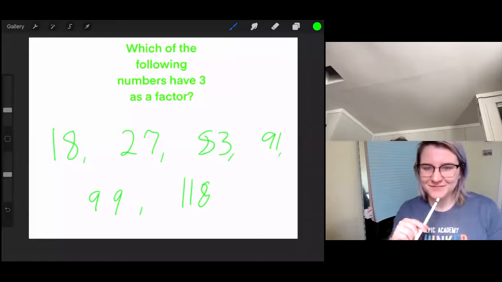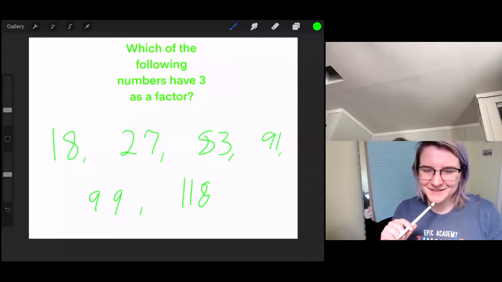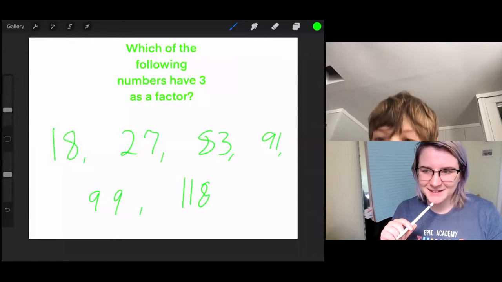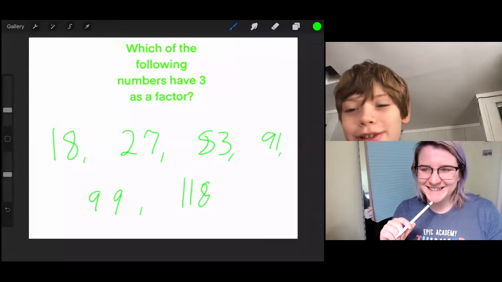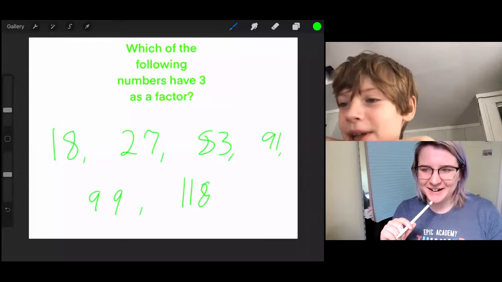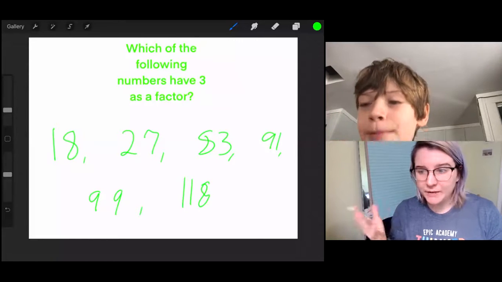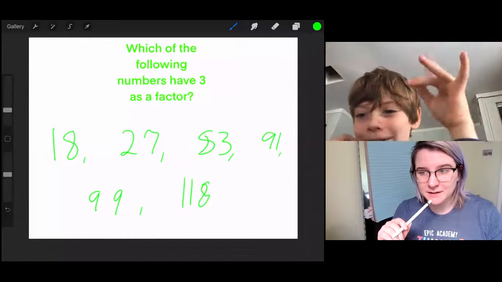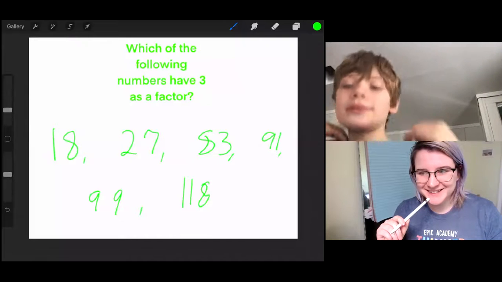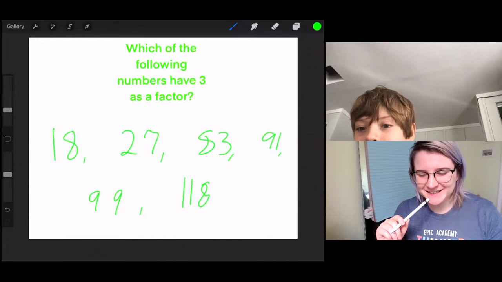Which of the following numbers have 3 as a factor? All right. Which of the following numbers have 3 as a factor? How do we figure this out? Let's see. Well, how do we figure this out?